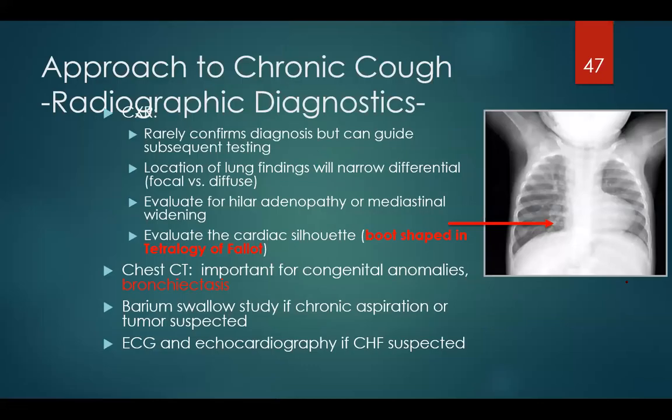Approach to chronic cough. Chest x-ray is going to rarely confirm the diagnosis. We want to think about cardiac abnormalities, and the big one that the boards love is tetralogy of Fallot. This is one of those things called the boot-shaped heart. Chest x-ray may show some bronchiectasis, especially with cystic fibrosis patients, and bronchiectasis can be due to low surfactant levels. Barium swallow may be done, and an echocardiogram and an ECG can also be done if we're suspecting something going on with the cardiac muscle.